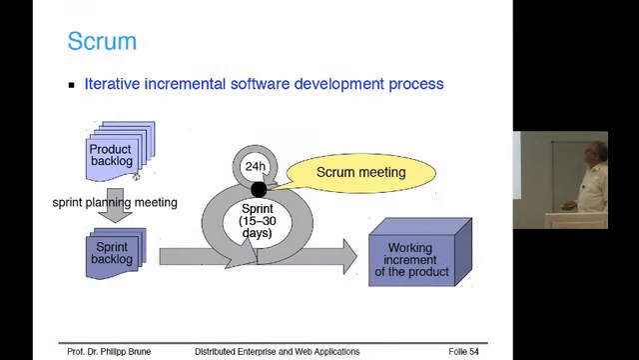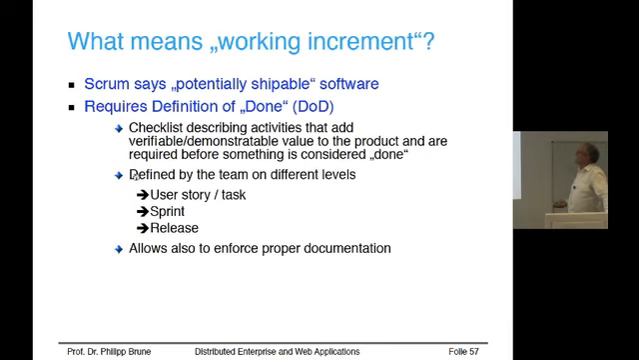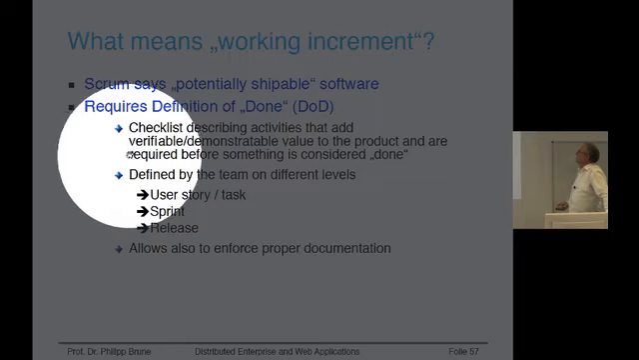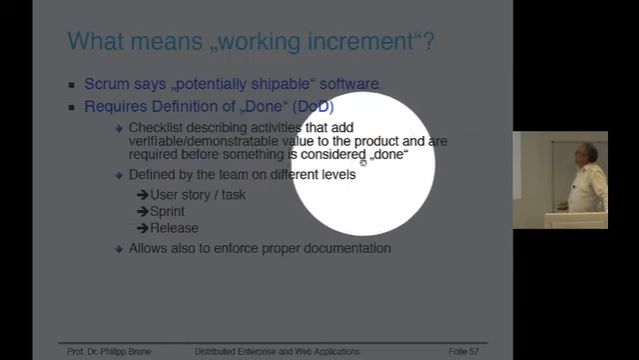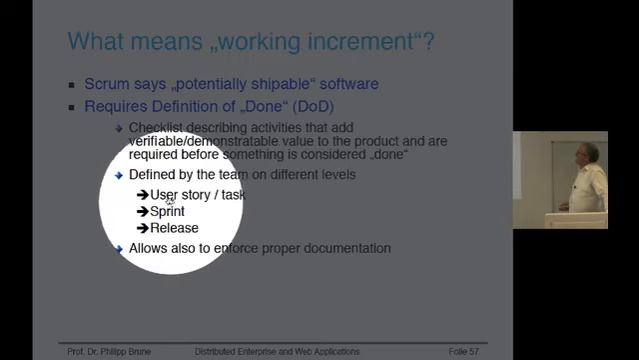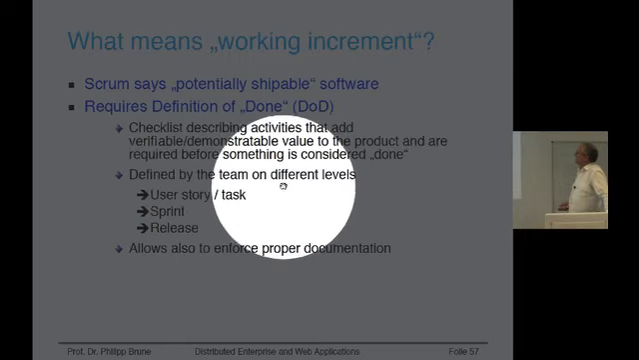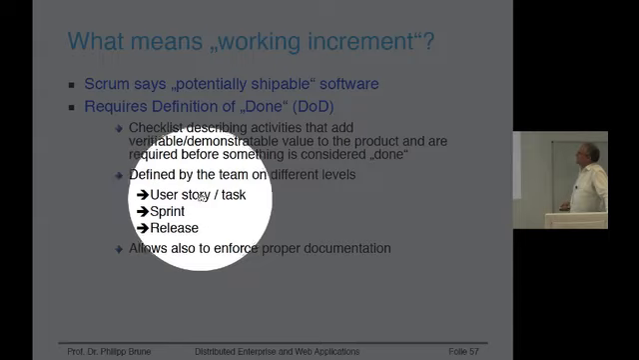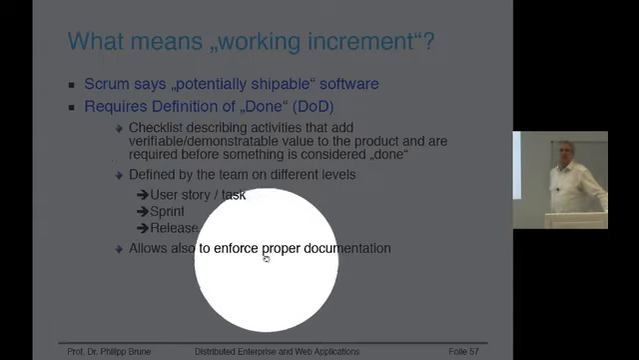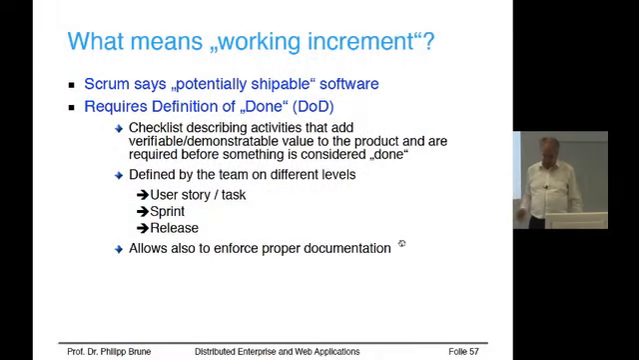The definition of done is basically a checklist describing all activities that add verifiable or demonstrable value to the product and are required before something is considered done. So it can be defined on different levels. They should be defined by the team and the product owner in the beginning to agree upon. And they can cover user stories, tasks, and everything. And this is the way how you enforce proper documentation. If you need documents, like for auditors, it should be done using the definition of done. Important.